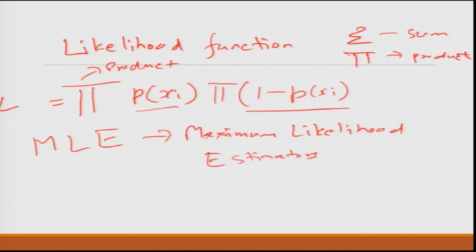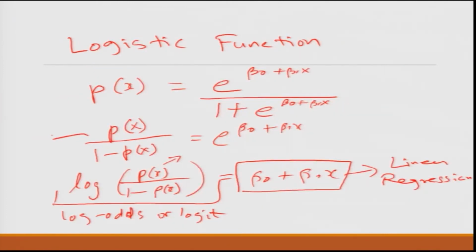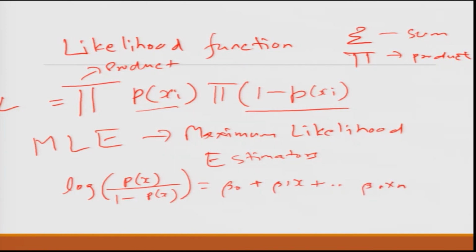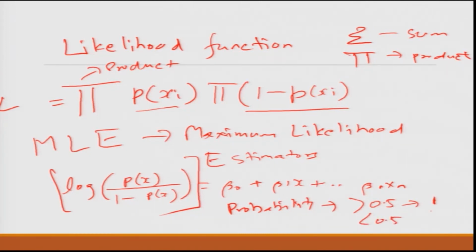Similarly, this was for a bivariate case; if you have multiple variables, the same function would look something like log of p(x) by 1 minus p(x) is equal to beta 0 plus beta 1 x1 plus up to beta n xn. After you have done this, it comes with a value, you convert that value into a probability, and if the probability is greater than 0.5, you say it belongs to class 1, if it is less than 0.5, it belongs to class 0.